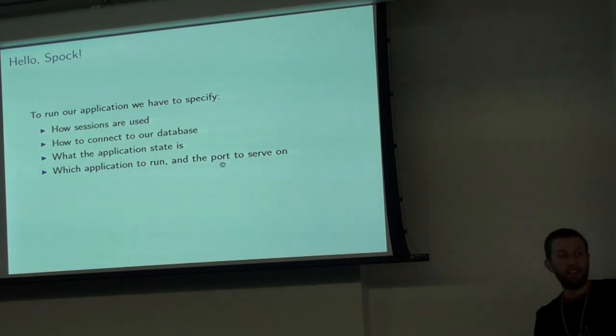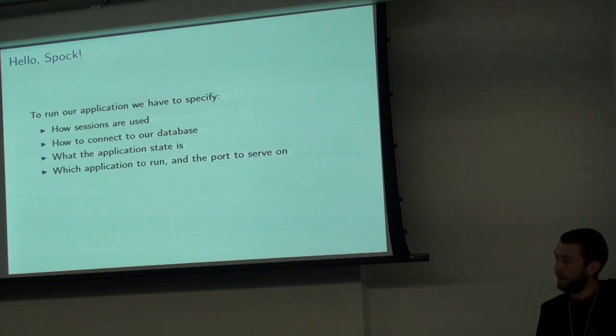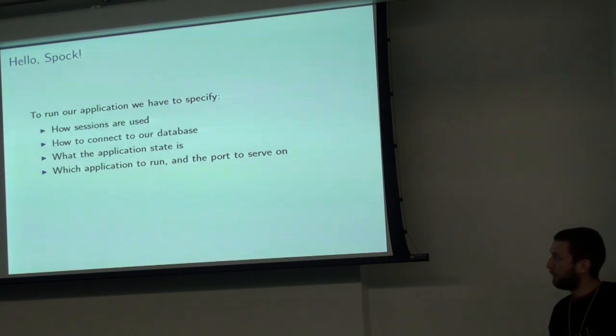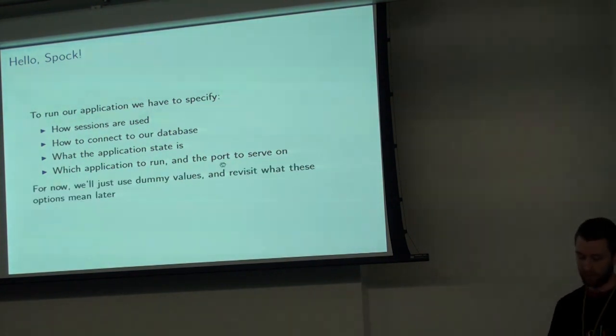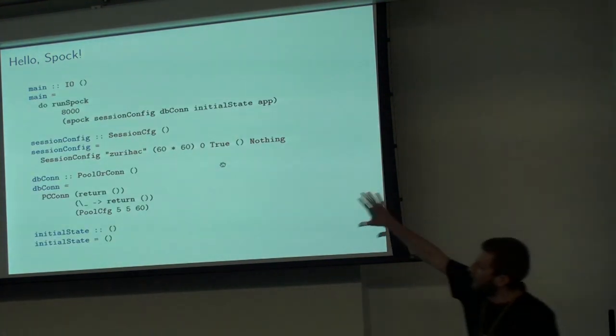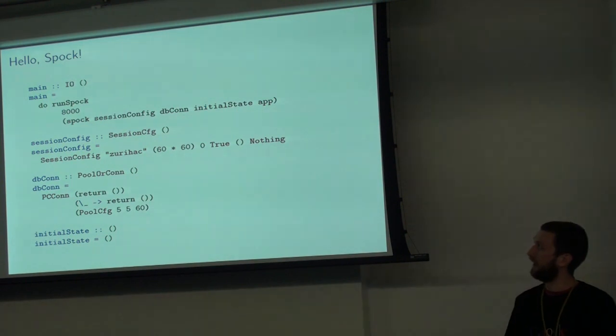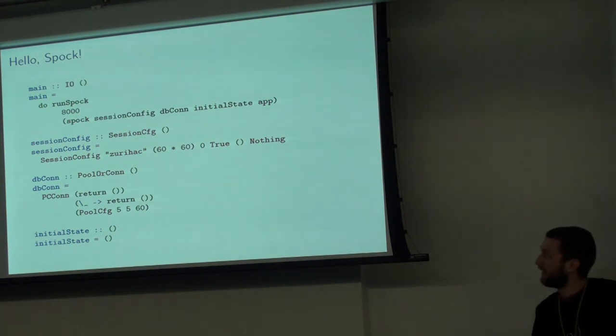And the last thing we need to do is actually turn this into an executable, so a server that we can run. And we do have to do a little bit of work here. We need to specify what sessions are, how to connect to the database, and what the application state is, and finally a port. But for our example, this is not necessarily important, so I'm just going to substitute in some dummy values. So don't worry about these last three functions. They're just there as a necessary evil, I suppose, to allow us to run the application.